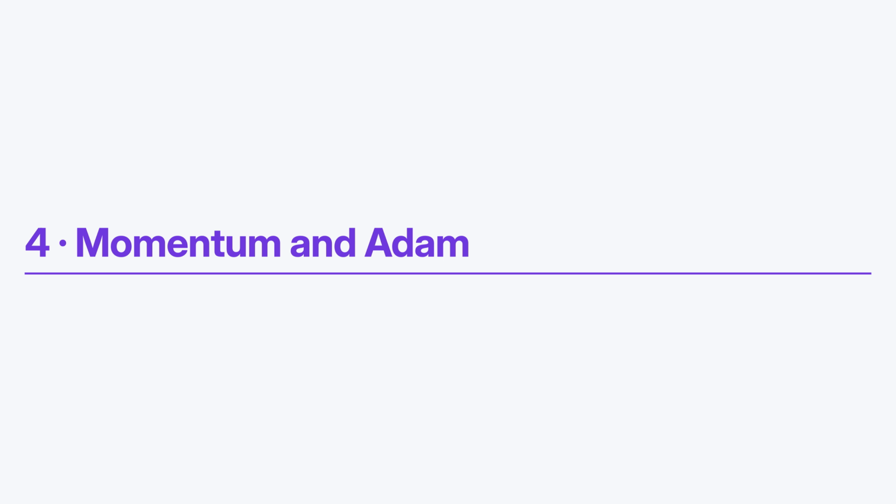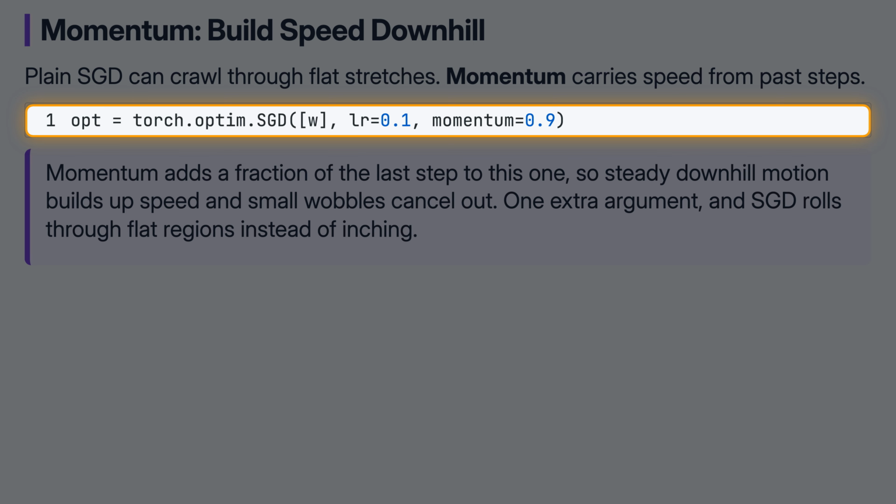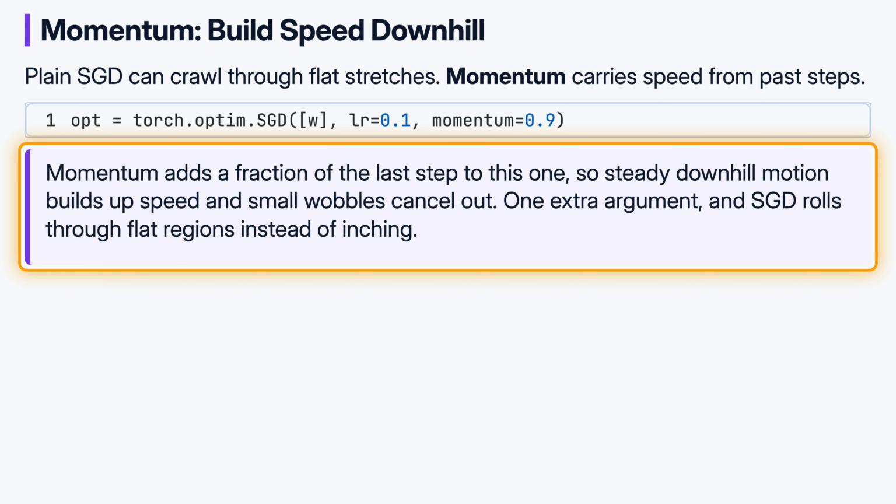So the learning rate has to be just right. 2 tools make that much easier: momentum and Adam. Plain SGD can crawl through flat stretches. Momentum fixes that. Here we add one argument, momentum of 0.9. Momentum adds a fraction of the last step to this one. Steady downhill motion builds up speed and small wobbles cancel out. Picture a ball rolling downhill, keeping some speed from the moment before. 0.9 is the usual value.